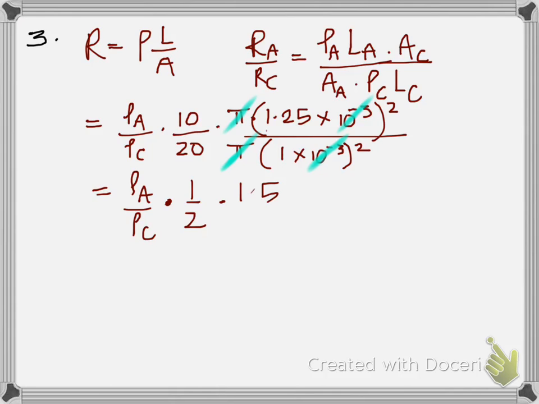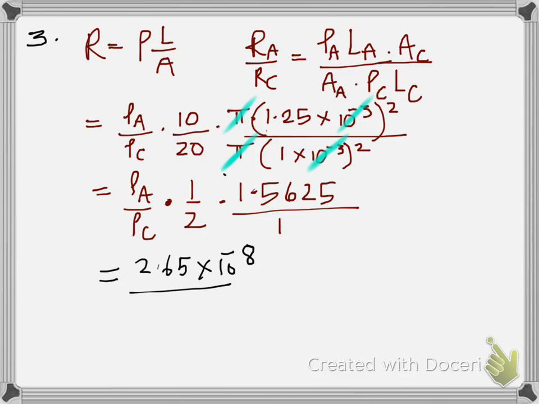And 1 by 2. And when you square 1.25, that's what you get, 1.5625 divided by 1. Right? That's where I left it because, like I said, I was too lazy to look at the numbers of RA and RC. So that's 1.5625. What is rho A, I mean? It is 2.65 times 10 to the negative 8, divided by, and for copper, 1.68 times 10 to the negative 8.